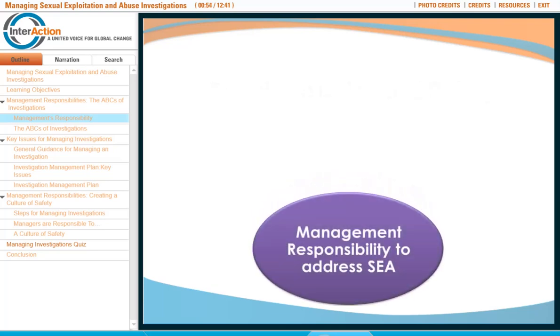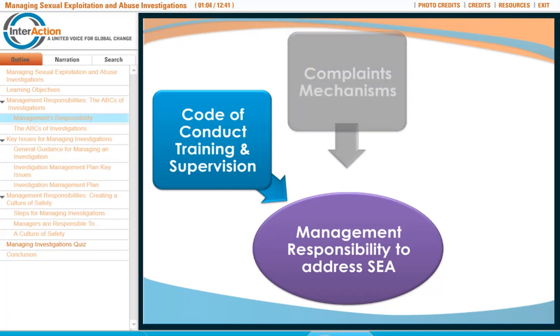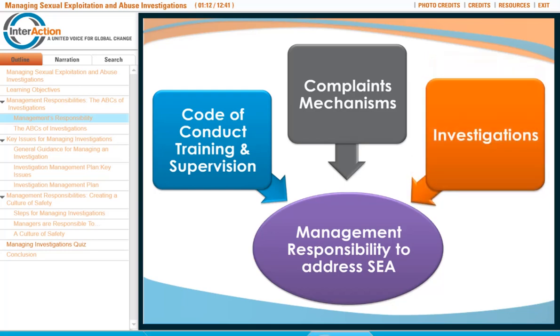Managers are responsible for the 3 general areas shown here in boxes. Establish codes of conduct and ensure staff are adequately trained and understand the code. Establish community-based complaints mechanisms that are easily accessible to the community and to staff. Investigate allegations following established policies and protocols using trained investigators.